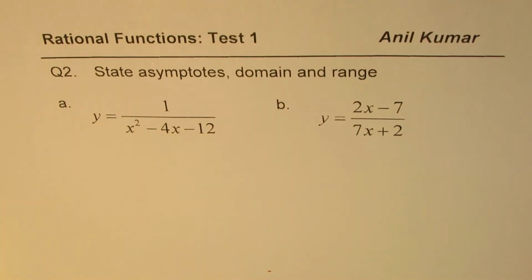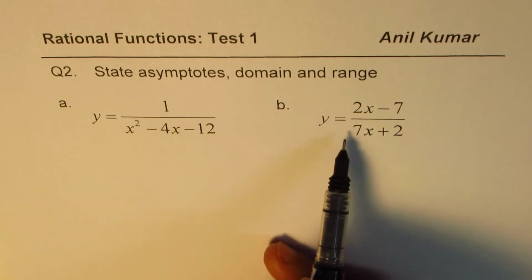I'm Anil Kumar. In this video, we'll practice for the test on rational functions. It is level 1, question number 2. The question is, state asymptotes, domain and range for the given functions. We have two functions here for practice.